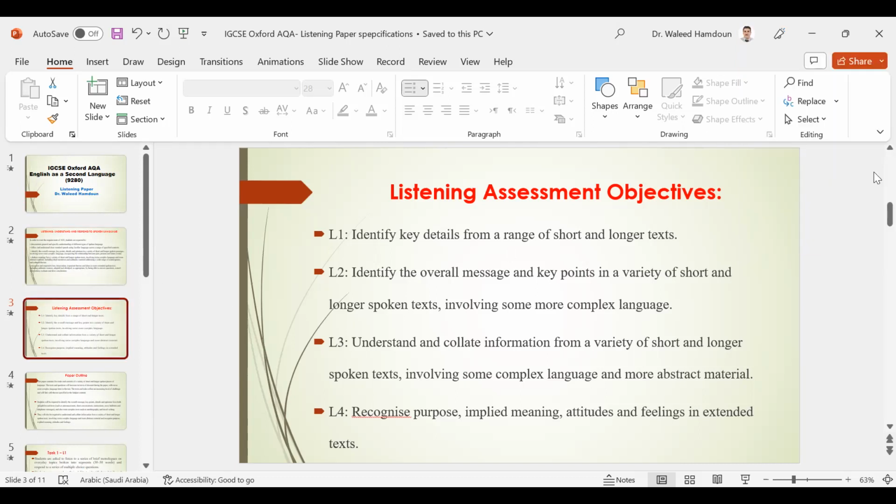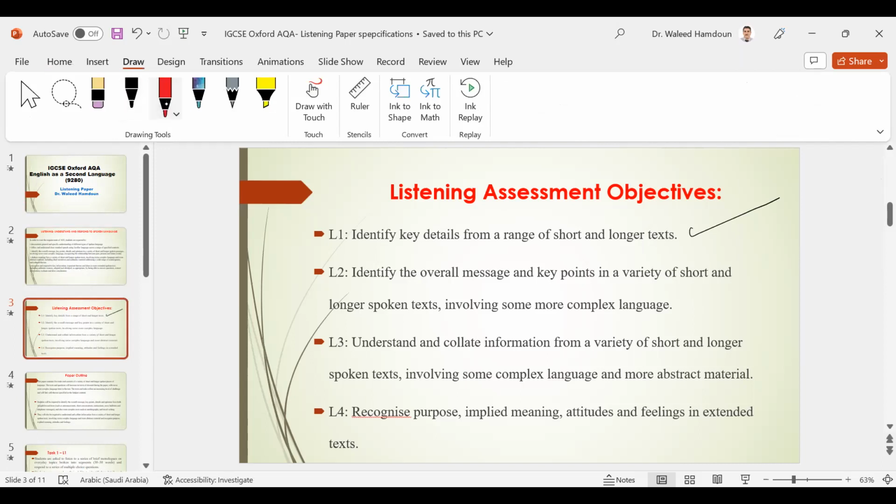you should be familiar with the listening objectives. What are the listening objectives? As you see in my slide, there are 4 listening objectives. The examiner wants to judge your skills. The first skill is to identify key details from a range of short and longer texts. Key details in a range, a wide variety of short and longer texts. Here I mean short or longer talks.